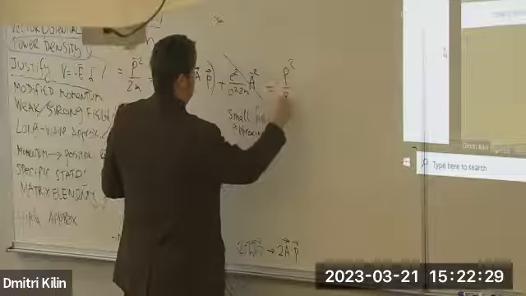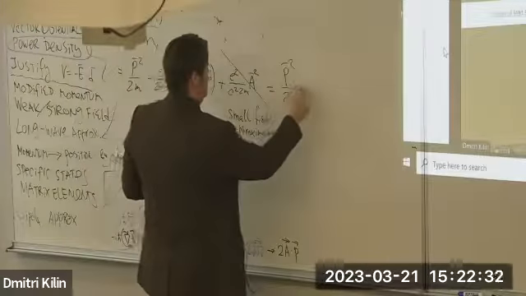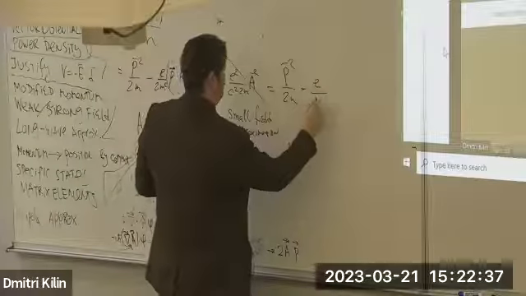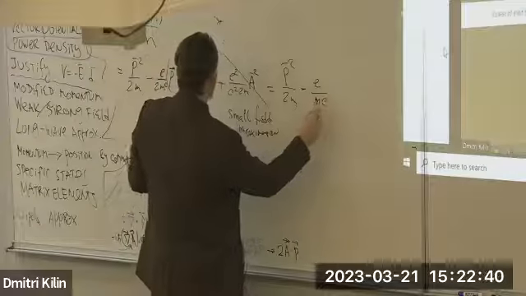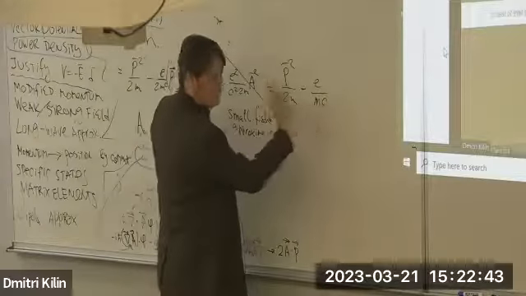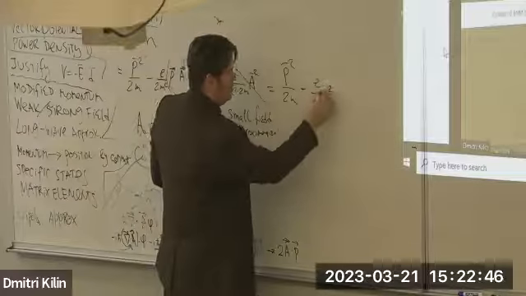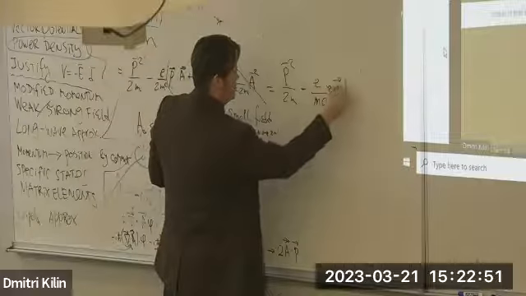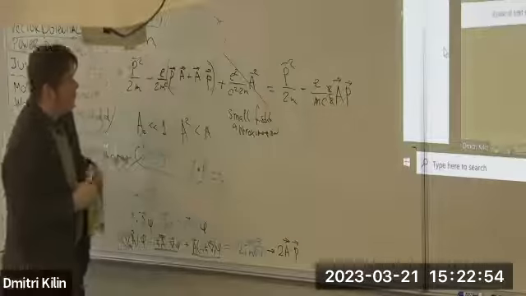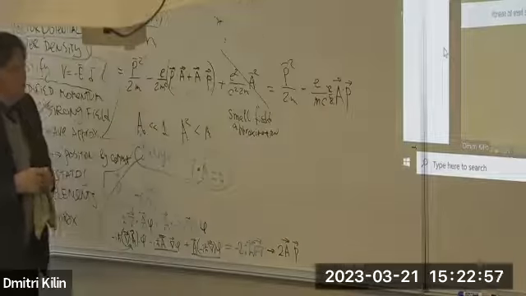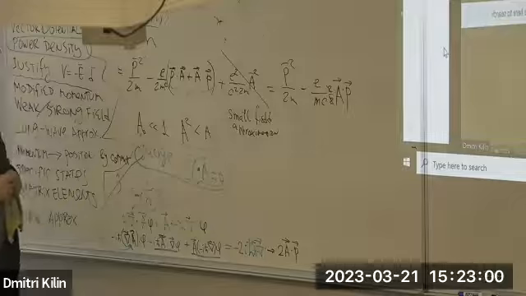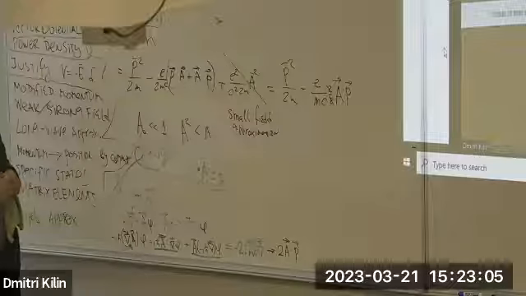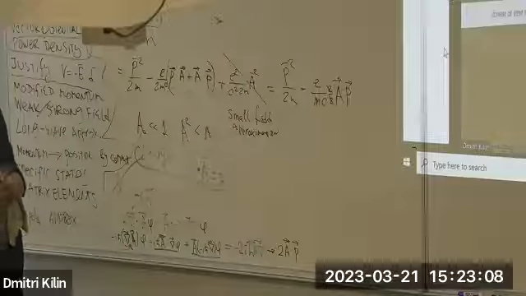E squared over 2m, minus charge over mass, speed of light, and I can put 2 and 2 which are cancelled, right? Then we do have vector potential times momentum. So this is kinetic energy, which is modified due to presence of electromagnetic field, which we treat through vector potential.